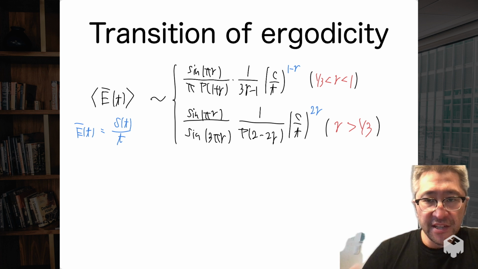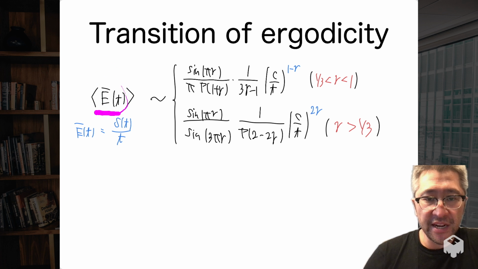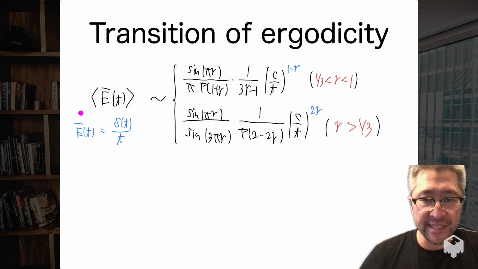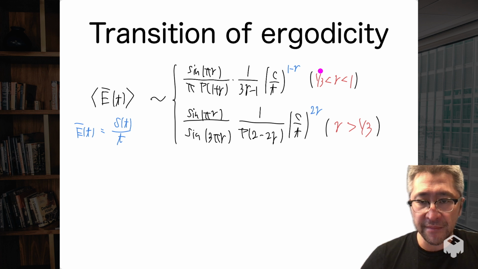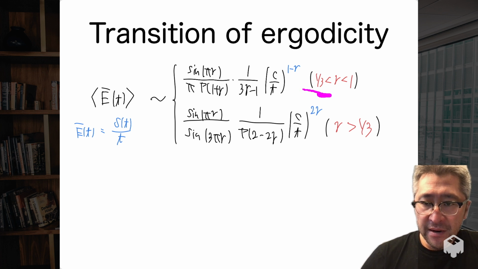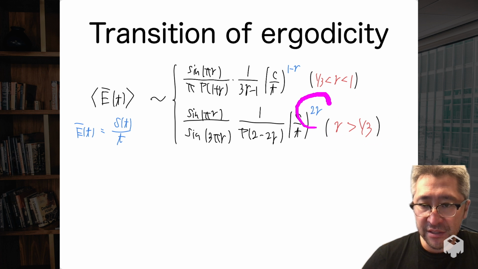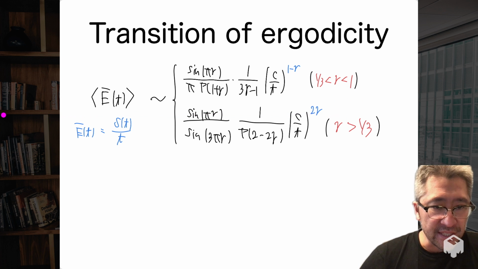We found some transition of ergodicity. This is the time average kinetic energy, and this is the ensemble average. The ensemble average and time average kinetic energy behave like this. This gamma is 1 over alpha, a parameter of the laser cooling. When gamma is smaller than 1/3, this power exponent is 1 minus gamma. However, when gamma is greater than 1/3, this is 2 gamma. So there is a transition at gamma equals 1/3.